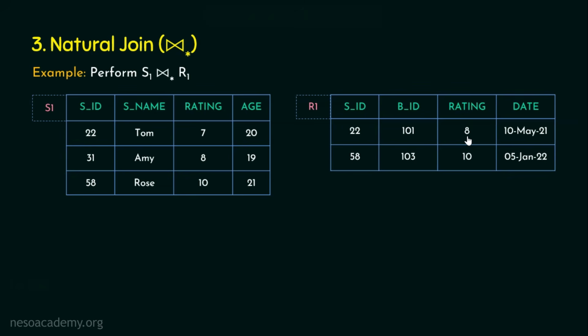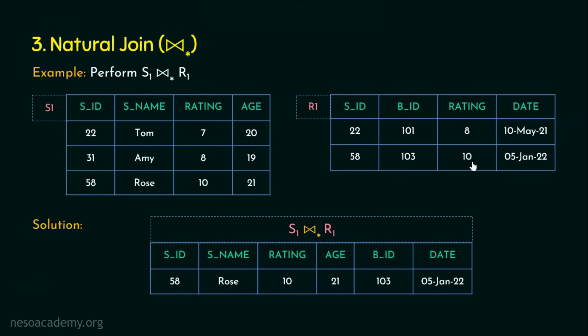Basically, it is a special case of Equi Join. So this should be equal to this. At the same time, this should also be equal to this. So in simple terms, SID of S1 should be equal to SID of R1, and rating of S1 should be equal to rating of R1. In this case, this is not matching. Coming to this one, there is no entry for 31 here at all, so we can ignore this. And coming to this one, 58, we can see 58 here. So this is matching, but it should also satisfy one more equality. What is that? The rating should be equal. Yes, it is equal. And that is why we get in the output only one tuple or one row.